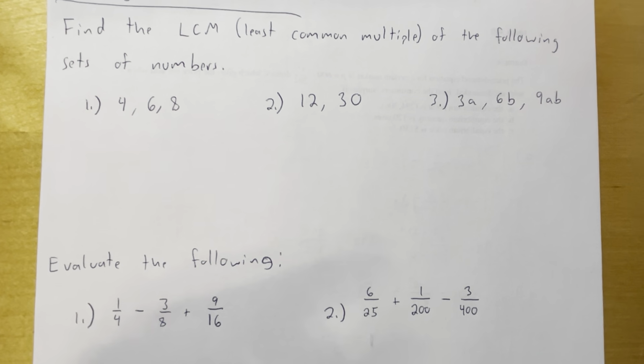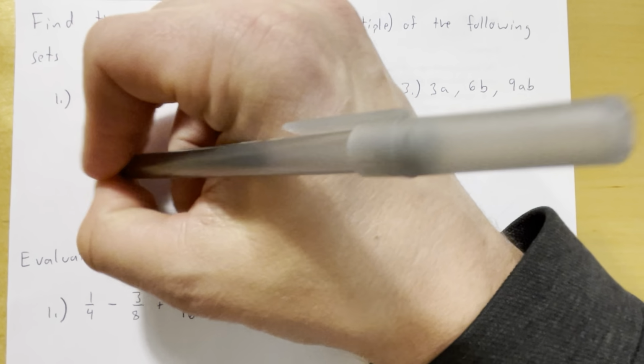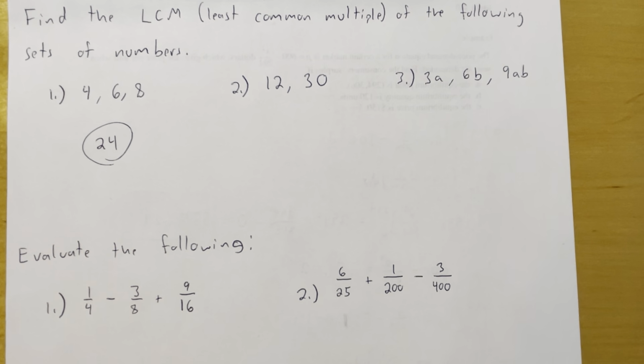16 plus 8 is 24. Is 6 a factor of 24? It is, because 6 times 4 is 24. That automatically means that 24 is the least common multiple of these three numbers.